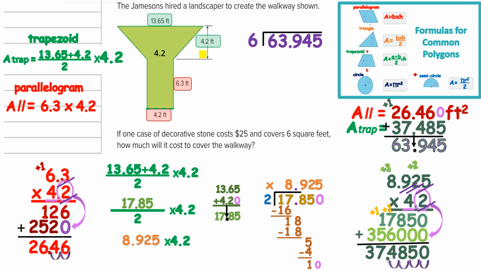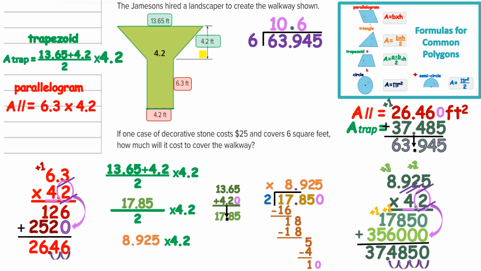So I just need to look and ask myself, well, how many groups of 6 do I need to get? Or can I get? What's the most? So 6 will go into 63 10 times, because 10 times 6 is 60. Now, if I wanted to go ahead and divide, I'd get 10.6. But what I know is that I have a decimal point. That's my point of bringing that up, because if I just buy 10 cases, then I'm going to have some of my walkway that isn't covered.